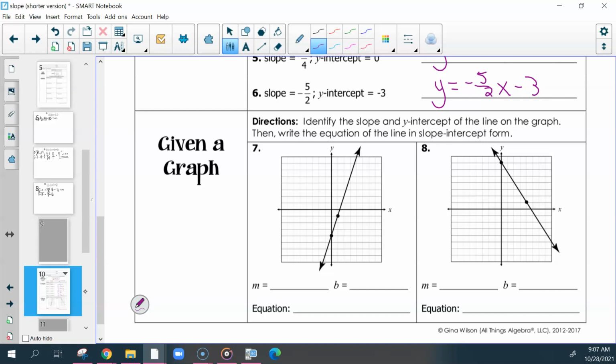So the y-intercept is easy because it's wherever it crosses the y-axis. Where would that be? -4. Your slope, remember, you have to count rise and run. Your rise over run, yes. So it's +3 because it's 3 over 1. So then the equation is y equals 3x minus 4. Correct.